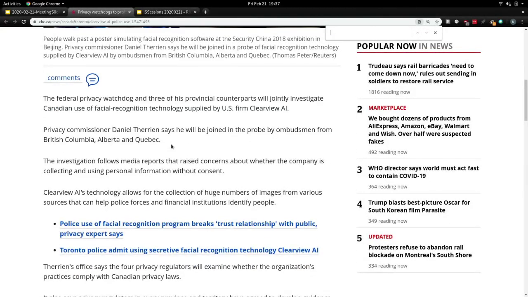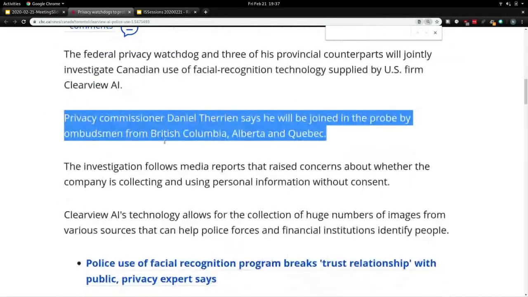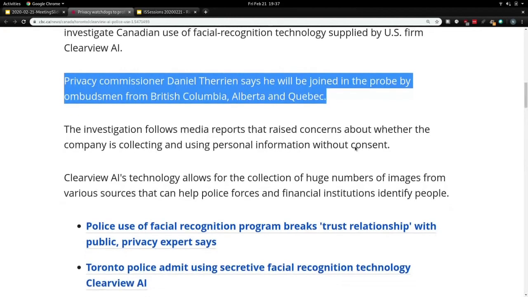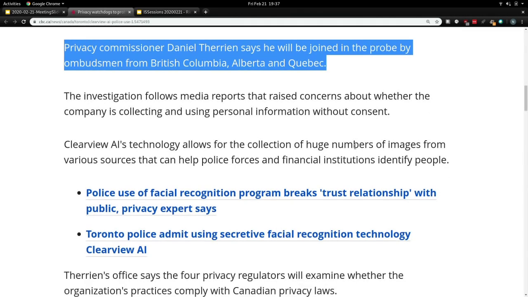So the privacy commissioner, I believe the federal privacy commissioner, as well as British Columbia, Alberta, and Quebec. Ontario is not doing it because their privacy legislation does not cover private sector software. Go Ontario. So there's that. But they are launching an investigation now. It also will cover guidelines on how to use facial recognition publicly.